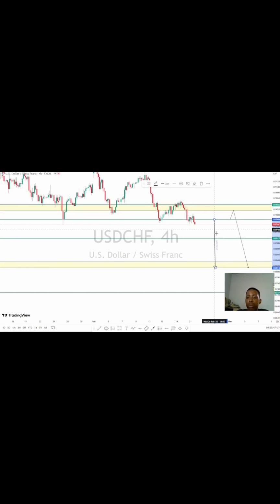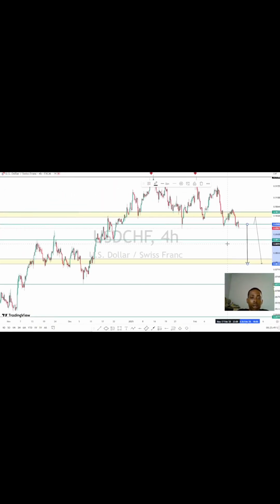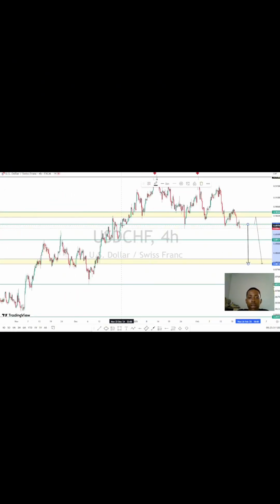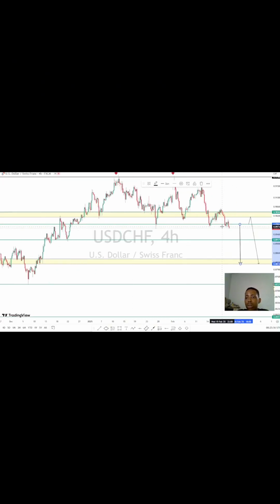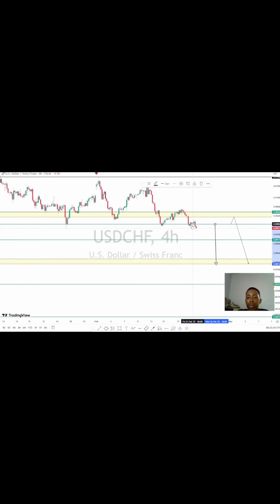entry points on the 4 hours time frame of USD CHF, because from what I'm seeing, there is a mini support here which the market failed. Once the market closed above here, initially the market was supposed to push and test this level before heading down to here, but we have a 4 hours close down below here.